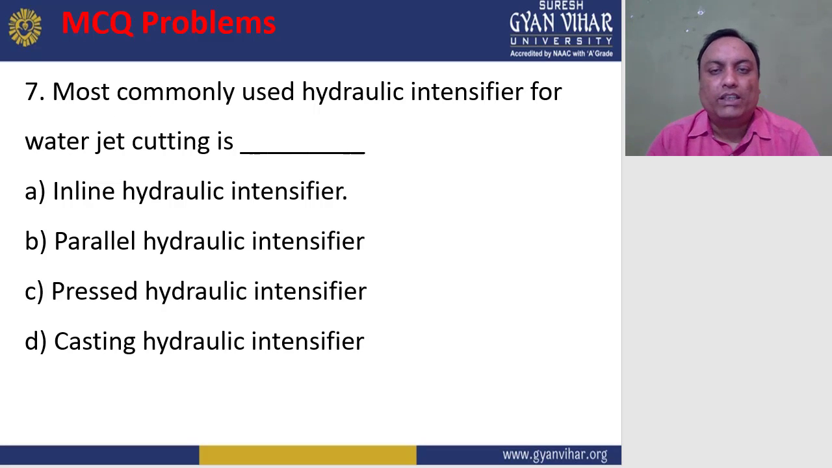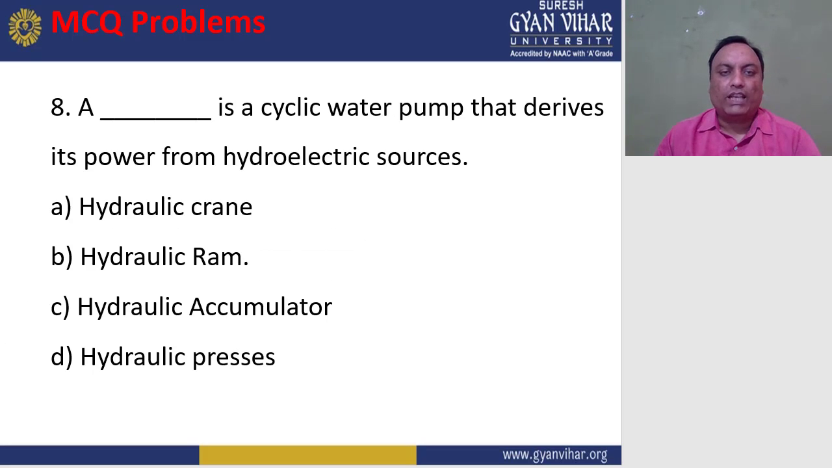The most commonly used hydraulic intensifier for water jet cutting is: inline hydraulic intensifier, parallel hydraulic intensifier, pressed hydraulic intensifier, casting hydraulic intensifier. So the correct answer is option A, the inline hydraulic intensifier. Then move to question number 8.